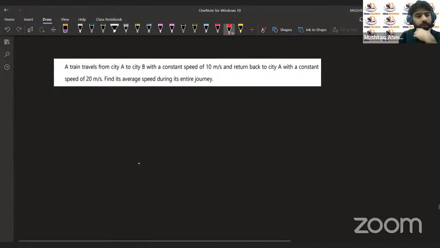Let's move on to the next question. A train travels from city A to city B with a constant speed of 10 meter per second and returns back to city A with a constant speed of 20 meter per second. Find its average speed during its journey.